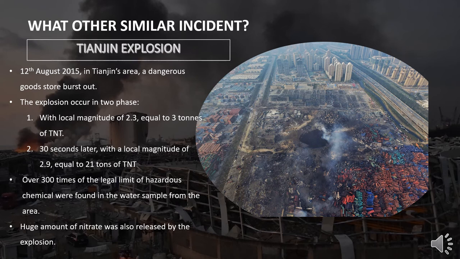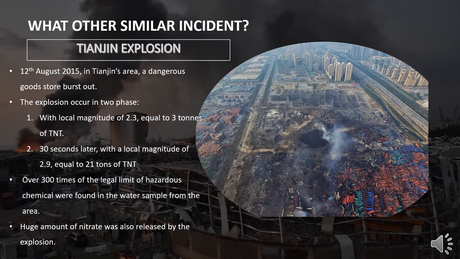Another incident that is similar to the Beirut explosion is the Tianjin explosion in China. A warehouse in the port of Tianjin in northern China experienced two major explosions. The first one was as powerful as 3 tons of TNT detonating. The second one was equivalent to 21 tons. This second explosion was so significant that astronauts orbiting the Earth on the ISS could see it from space.